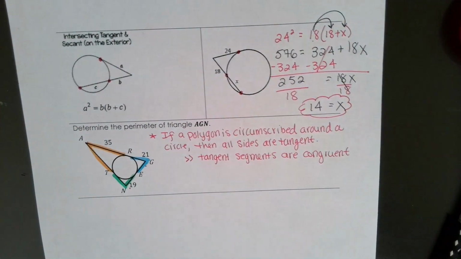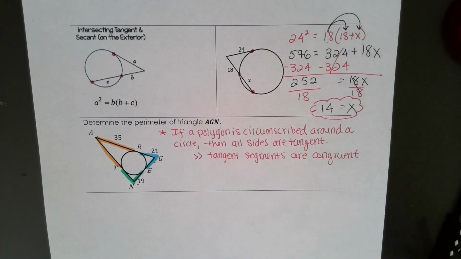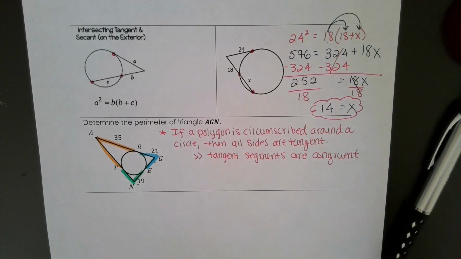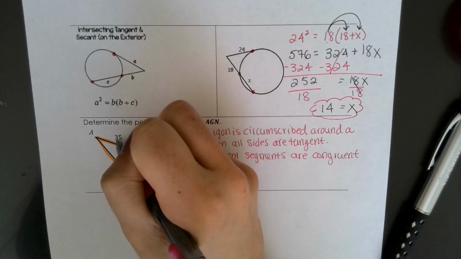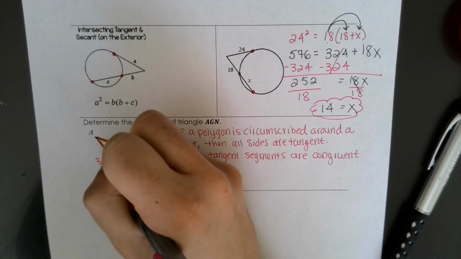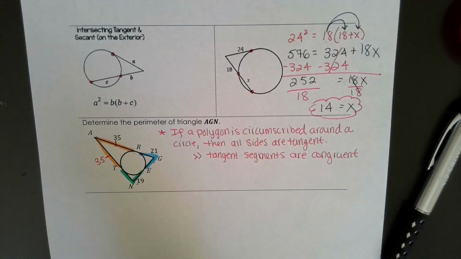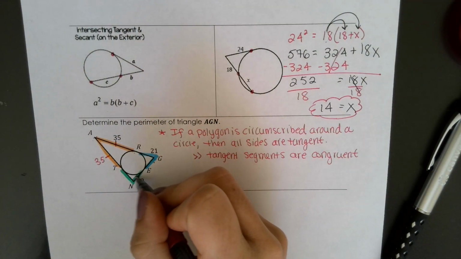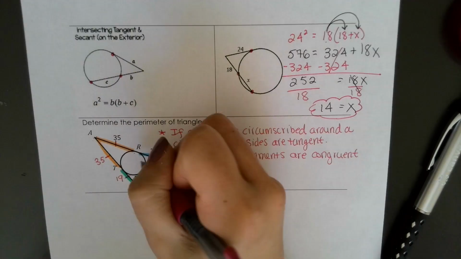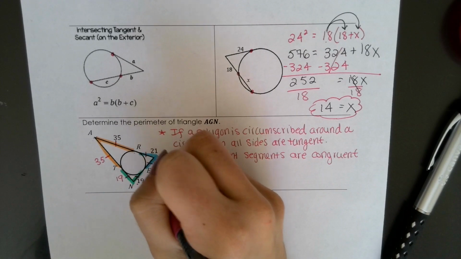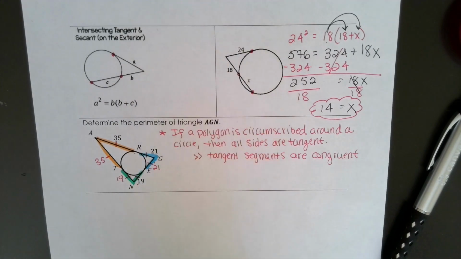Okay, so with that being said, now we just figure out which side is what value. So orange right here, that's the point, 35. So that means this side is congruent, it'll be 35. Right here, this point, this is 19. This side is congruent, is 19. 21 is blue, so this side is going to be 21, because that's the point.